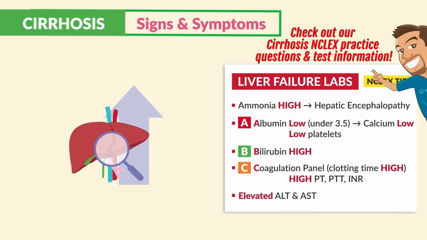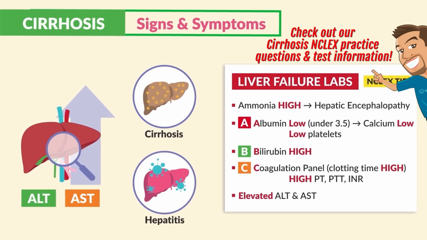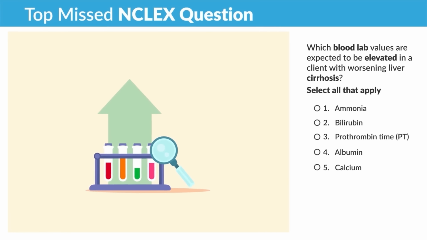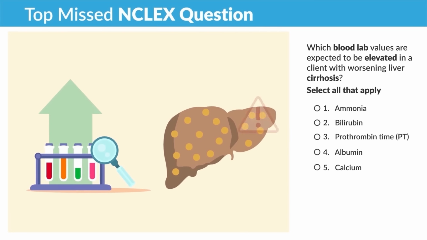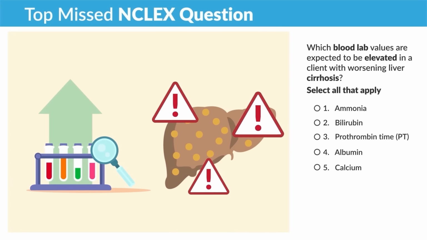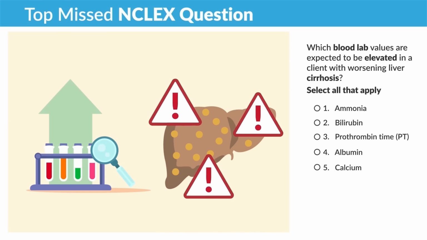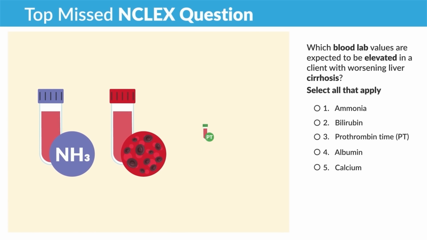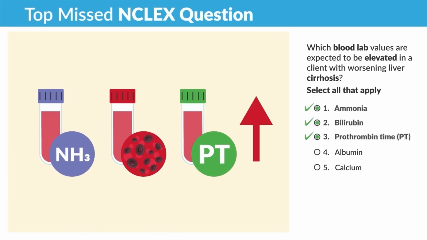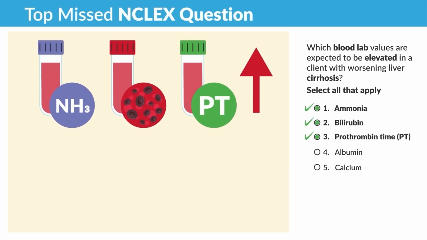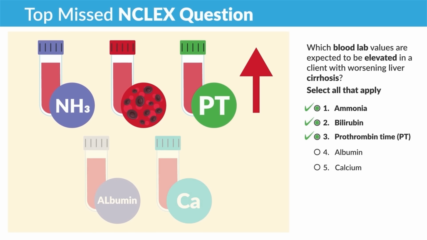And lastly, we'll have elevated ALT and AST, which are common really for any liver disease client, from cirrhosis to hepatitis and even others. So you really don't need to memorize the ALT or AST numbers. Most exams will give you the ranges. Now, a top miss question, for which blood lab values are expected to be elevated in a client with worsening cirrhosis? Select all that apply. So just slow it down here before you look at the options. So just think ammonia, bilirubin, and prothrombin time, the PT, will all be elevated. The only two that are really going to be low is albumin and calcium here, because albumin is that protein that the liver produces, and since albumin binds with calcium, both will be low together.